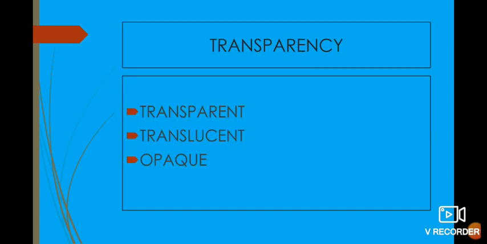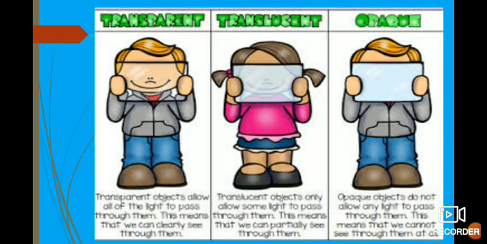The second property that we are going to read is transparency. What is transparency? The ability of an object to let the light pass through it is called as transparency. Based on transparency, objects can be divided into three types. They are transparent objects, translucent objects, and opaque objects. Let us understand these three types of objects with the help of this diagram.